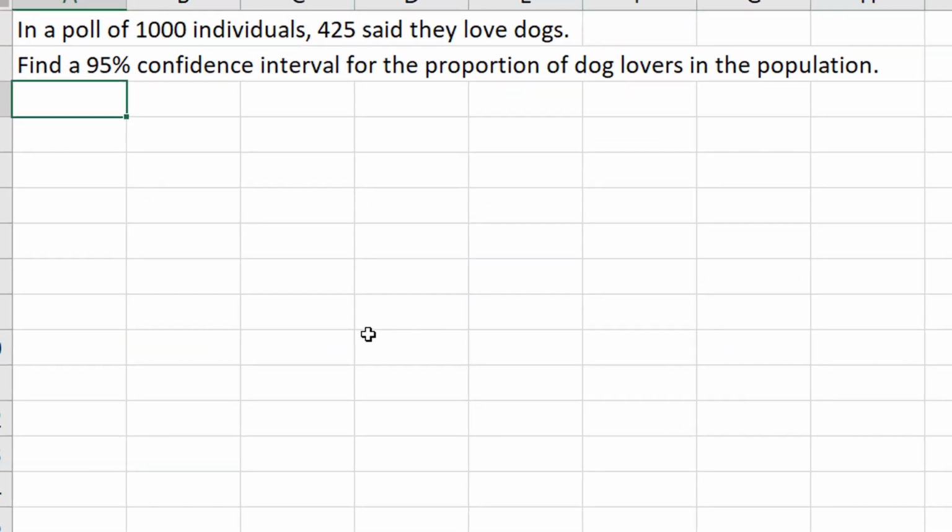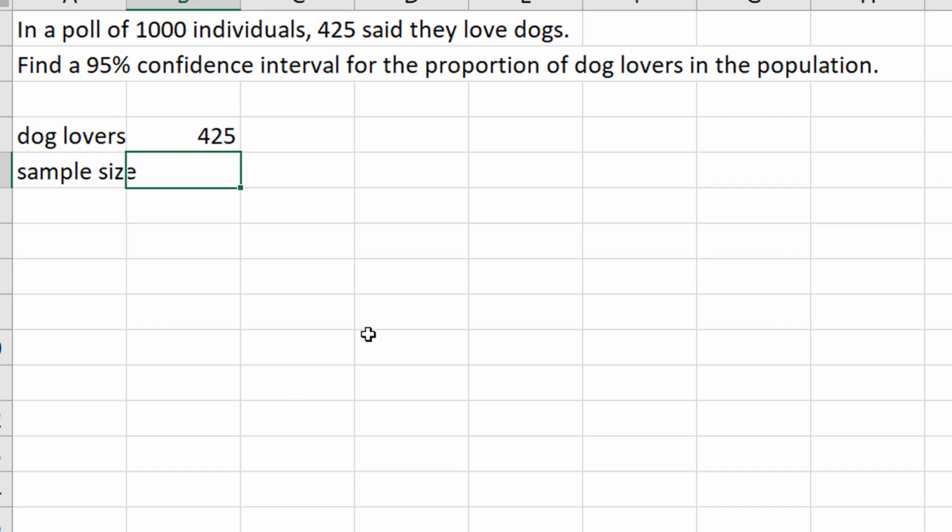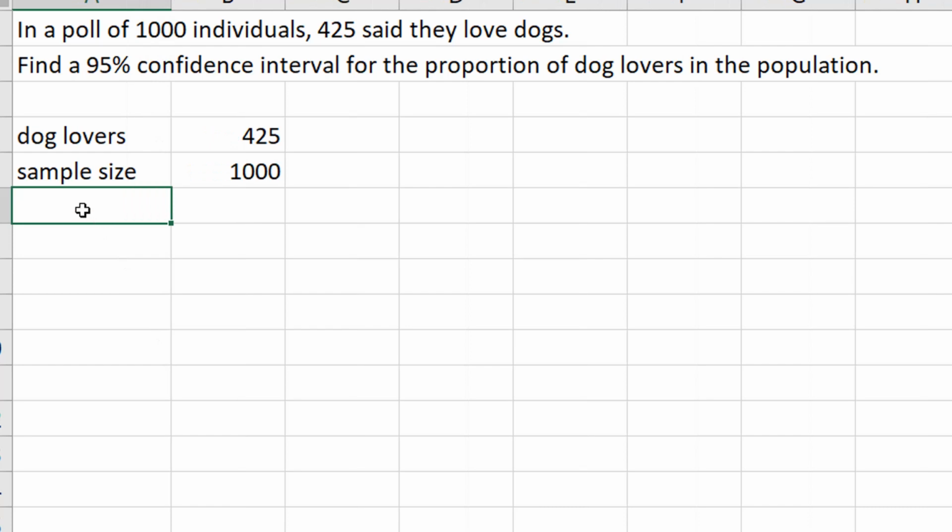All right, now we're going to calculate a confidence interval. In a poll of 1,000 individuals, 425 said they love dogs. We want to find a 95% confidence interval for the proportion of dog lovers in the population. So let's calculate my dog lovers. There's 425. Sample size is 1,000. Okay, p hat, the sample proportion, easy enough to calculate, right? 425 divided by 1,000.